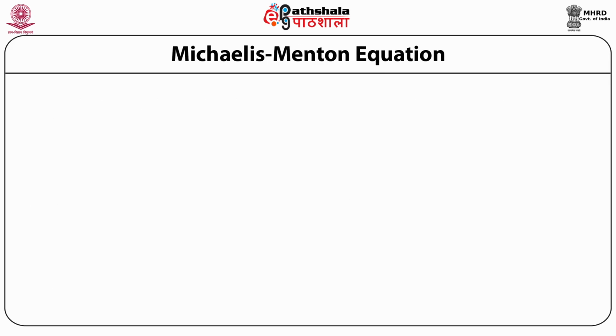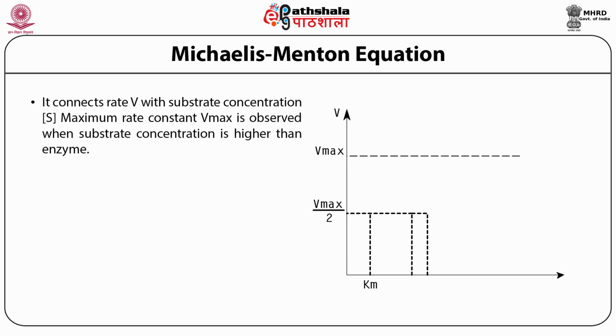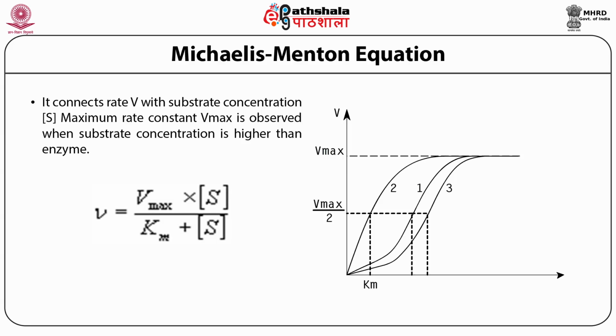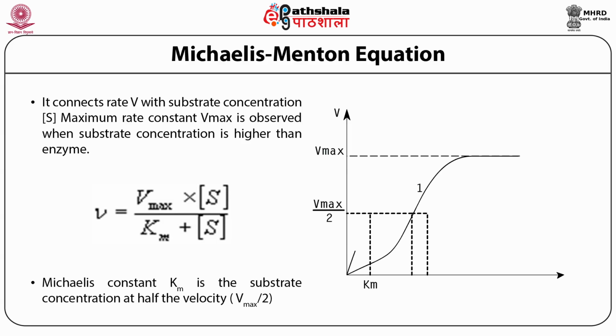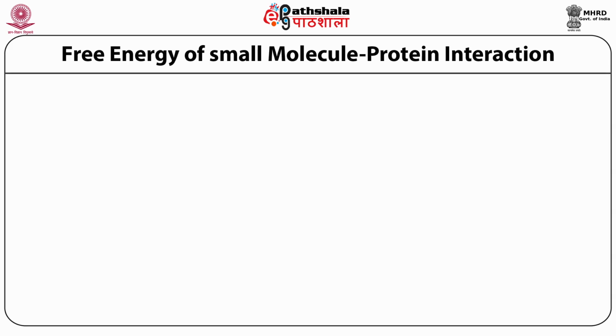The Michaelis Menten equation. This equation connects the rate of reaction v with the substrate concentration S. The maximum rate Vmax is observed when substrate concentration is much higher than enzyme. It is given by the Michaelis Menten equation as v equal to Vmax into S divided by Km plus S, where Km is the Michaelis constant, which is the substrate concentration at half the velocity, that is Vmax upon 2.